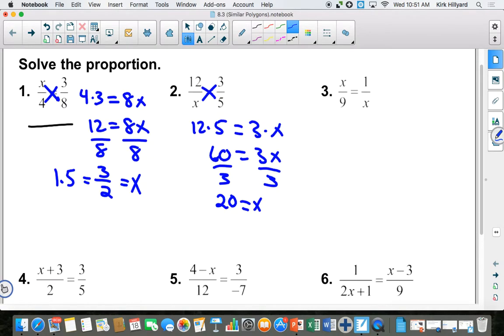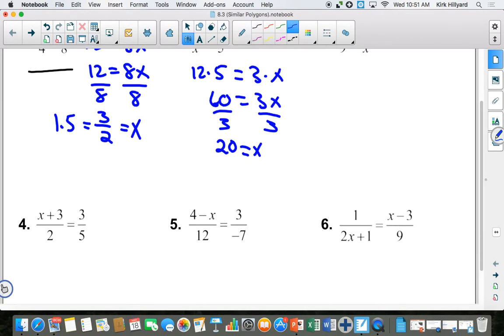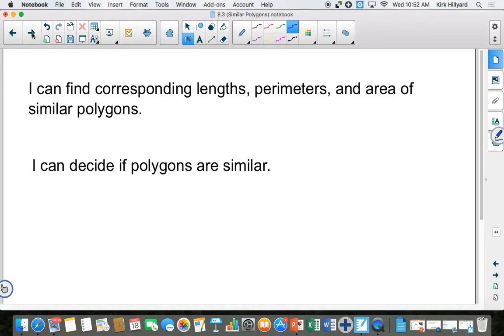However, if you have problems like this, you would still multiply. You'd have to put your parentheses here and make sure you distribute it. So you'd have -7 times (4 minus x) equals 12 times 3. So you have to distribute that to both terms and then go ahead and solve. Okay, so that's just solving a proportion. We're going to use that in today's homework.